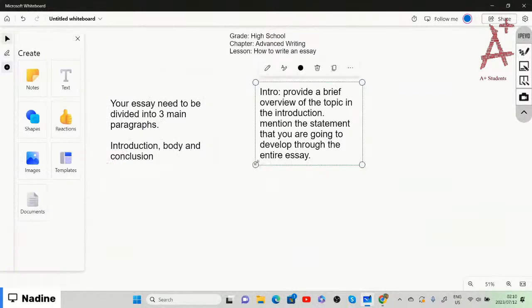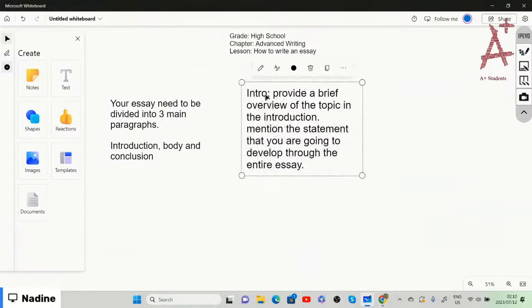Usually within our intro, right, you just provide a brief overview of the topic. So whatever the heading of your topic is, you now give us a brief overview of what your topic is about. That is basically what you write within the introduction of your essay, right? You should also mention the statement that you are going to develop through your entire essay, and we usually call that the thesis statement.